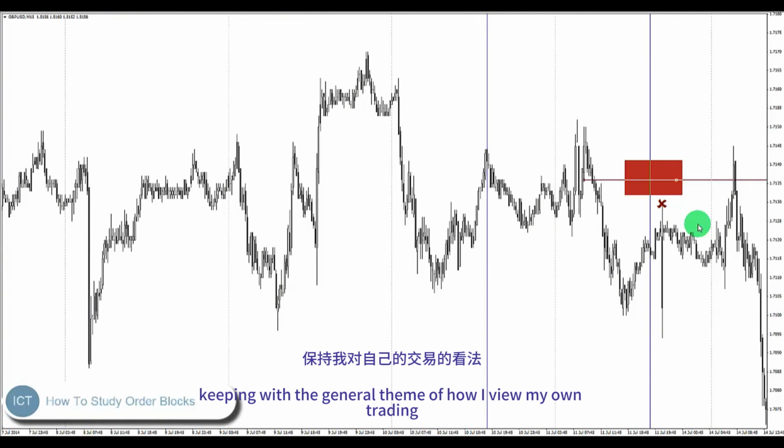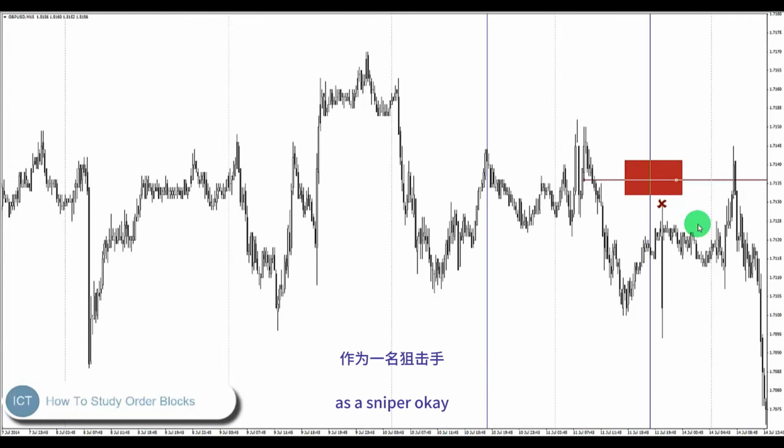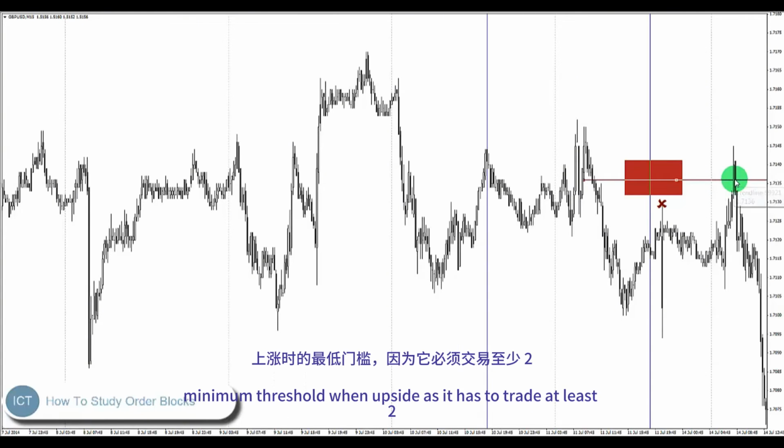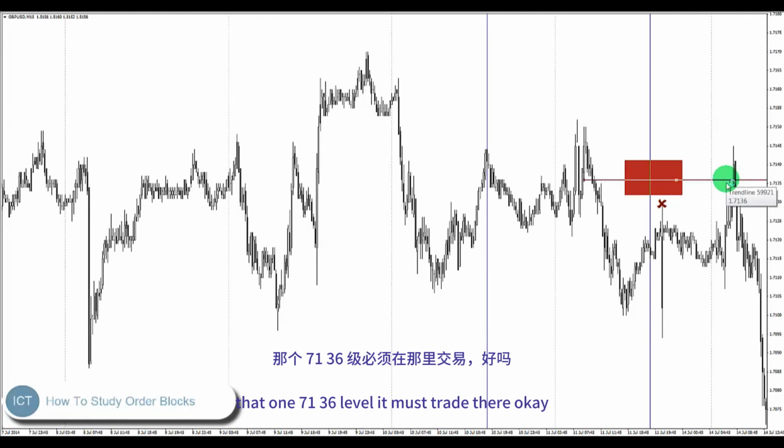Okay, so keeping with the general theme of how I view my own trading as a sniper, we could have our crosshairs at this particular level. The minimum threshold on the upside is that it has to trade at least to that 171.36 level. It must trade there to be considered a high odds entry for a short.